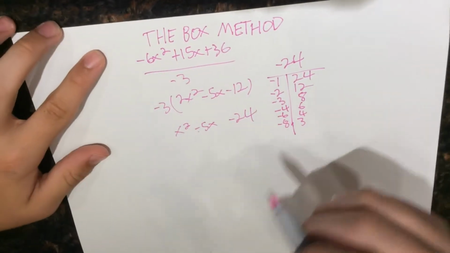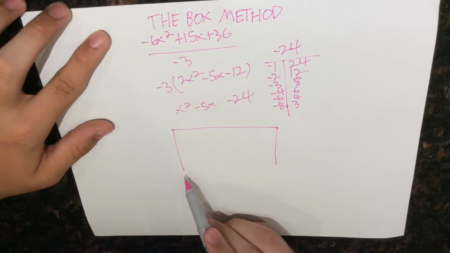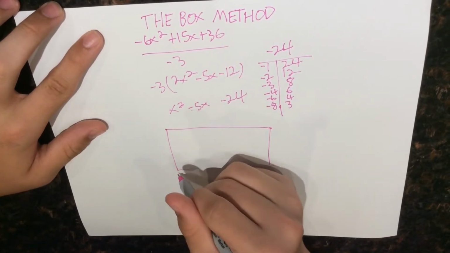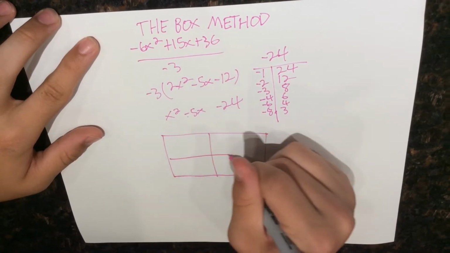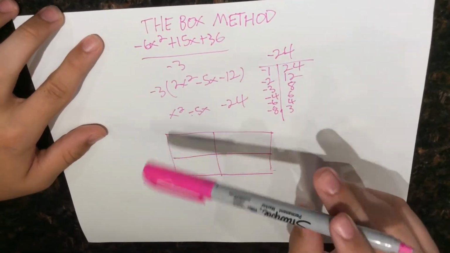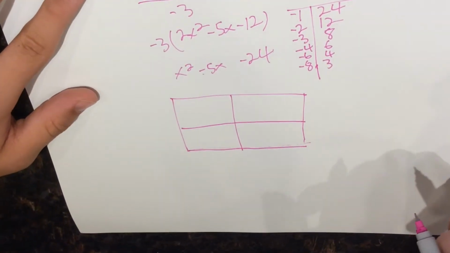So, what we're going to do now is we're going to draw a nice box. This is not your classic Amazon box, or one that you'd receive a package from Amazon in. This is a mathematical box of the most algebraic proportions.